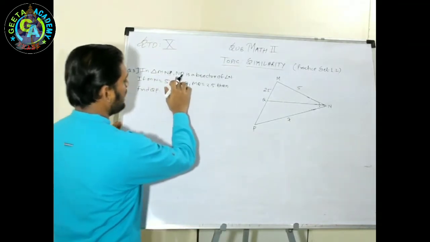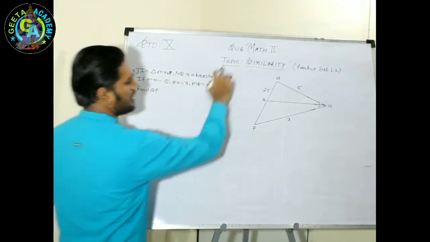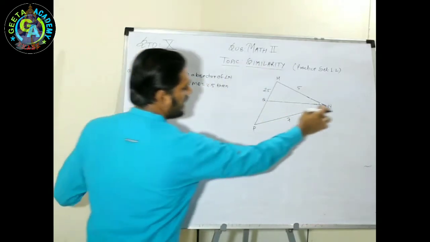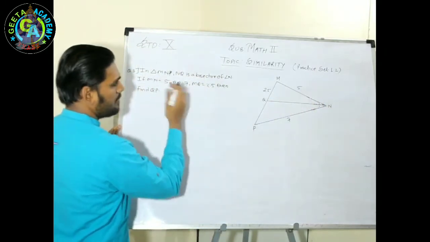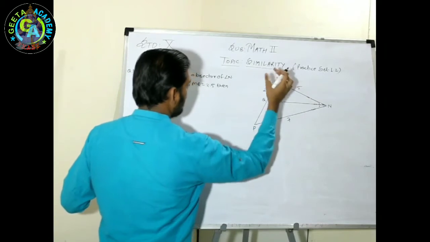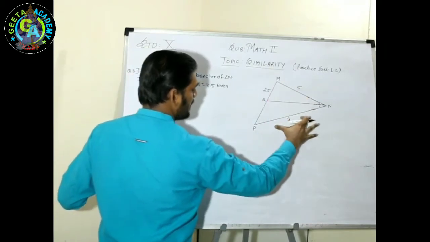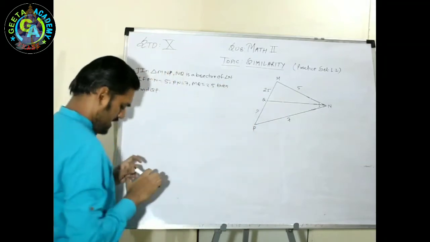In triangle MNP, NQ is the bisector of angle N, as we can see in MNP. MN value is given 5. MQ is 2.5 and PN is 7. And we have to find QP.